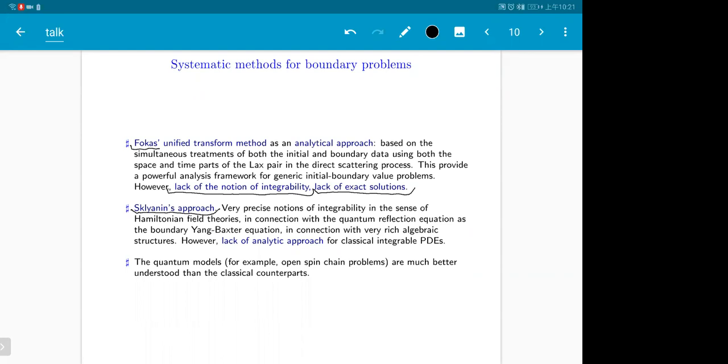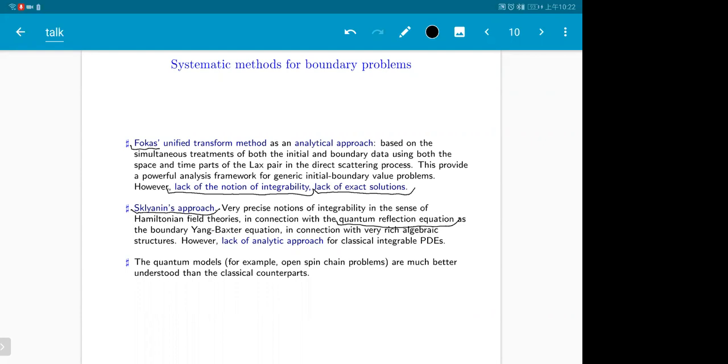Actually Sklyanin's idea is connected to quantum integrable systems, based on what is called the quantum reflection equation. In Sklyanin's approach, which I will present later, there is a very precise notion of integrability, and he characterized the so-called integrable boundary conditions. However, in Sklyanin's approach, there is a lack of analytic approach. There is no inverse scattering transform for integrable boundary conditions. That is lacking in the literature, and that is the aim of this talk.